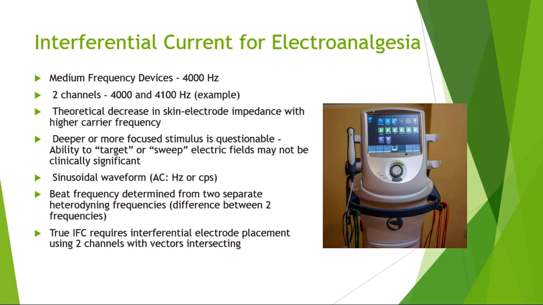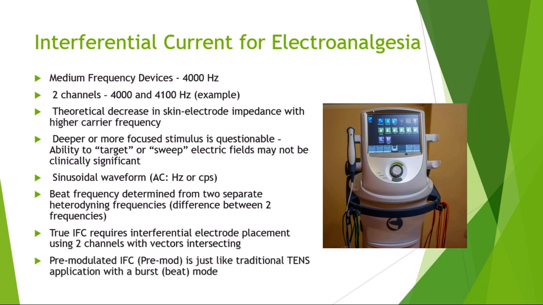True IFC requires interferential electrode placement, meaning 2 channels crossing with the vectors intersecting. Pre-modulated IFC, which its nickname is pre-mod, is sort of just like traditional TENS application with a burst or beat mode. So the time that you want to use IFC, or pre-mod, is when you don't have room for 4 electrodes. So you're on somebody's hand. There's just not a place to put 4 electrodes on somebody's hand, and so you're using pre-mod because you want that effect, but you don't have room for 4 electrodes.